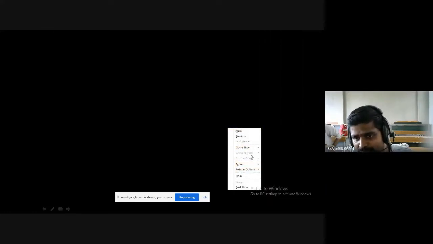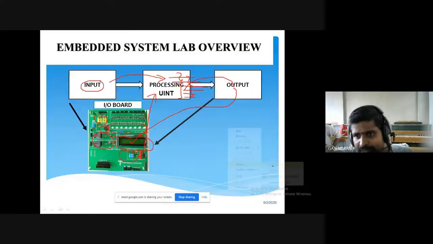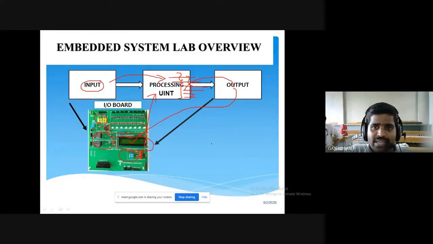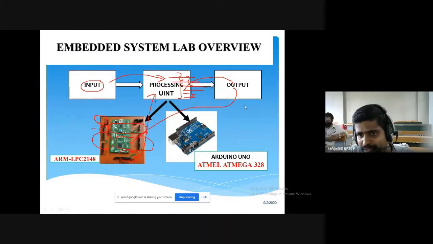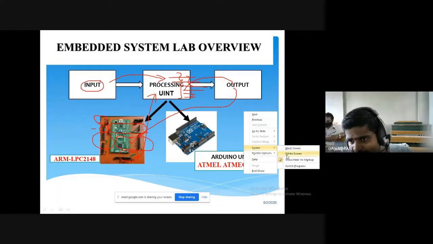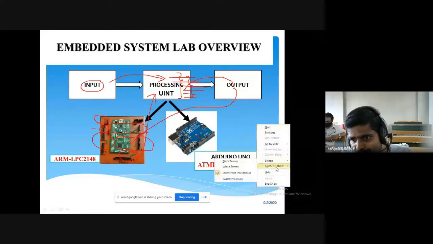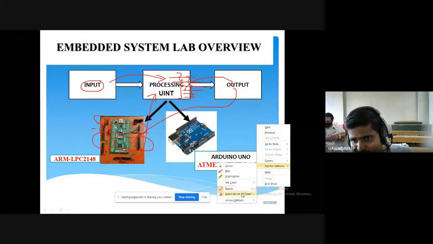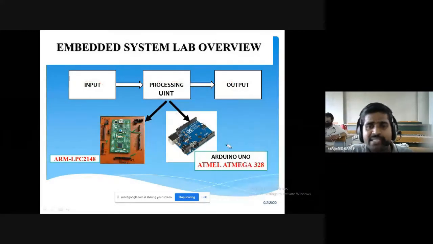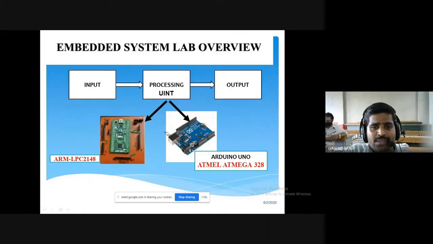Yes, 8051, 8085, 8086. Okay. And what is new here? Here we are going to, wait a minute, let me clear this eraser. Yes. See, these are the two controllers we are going to use. Please make note of it.